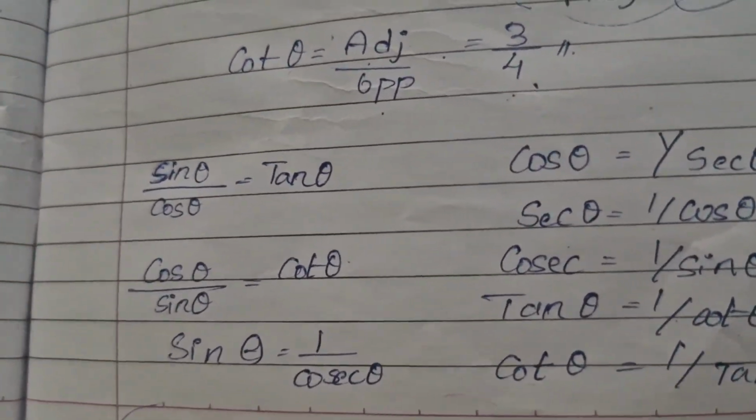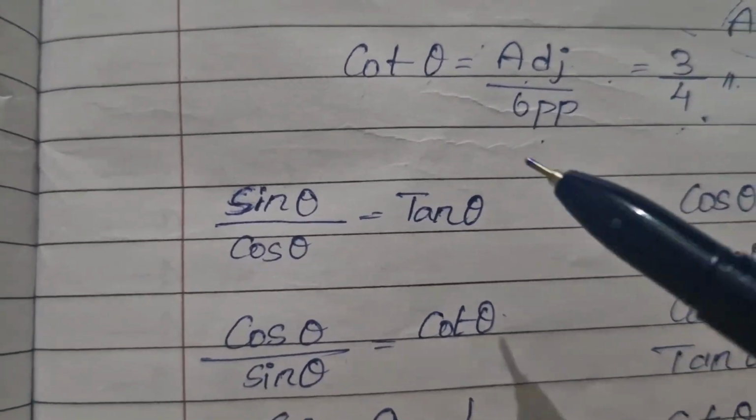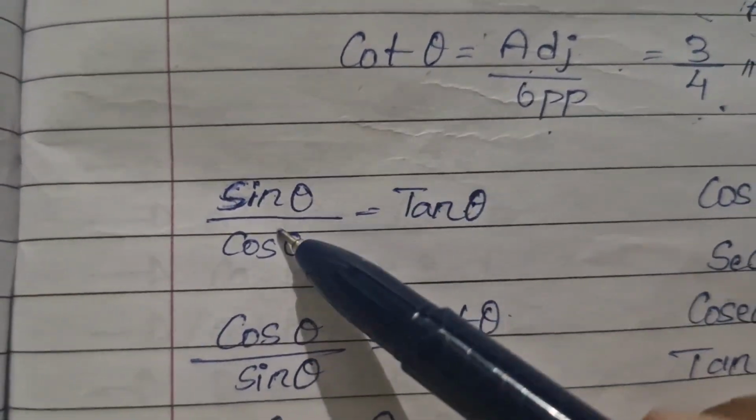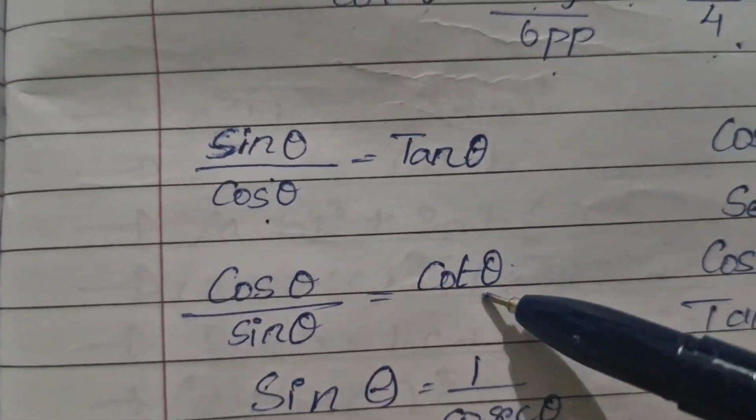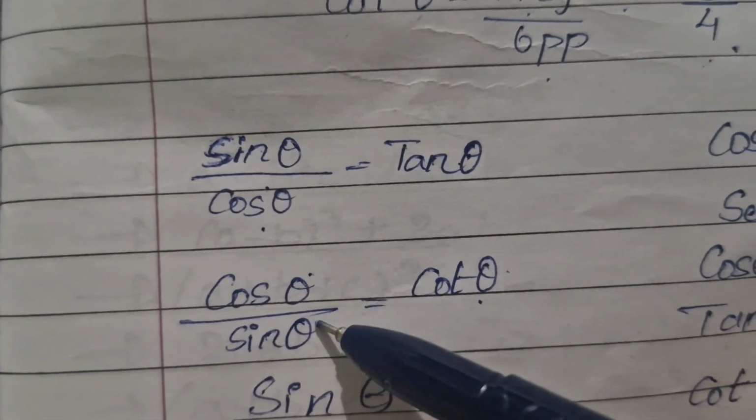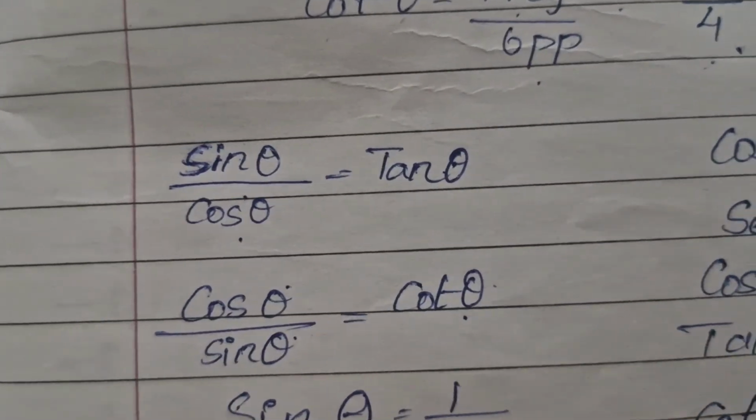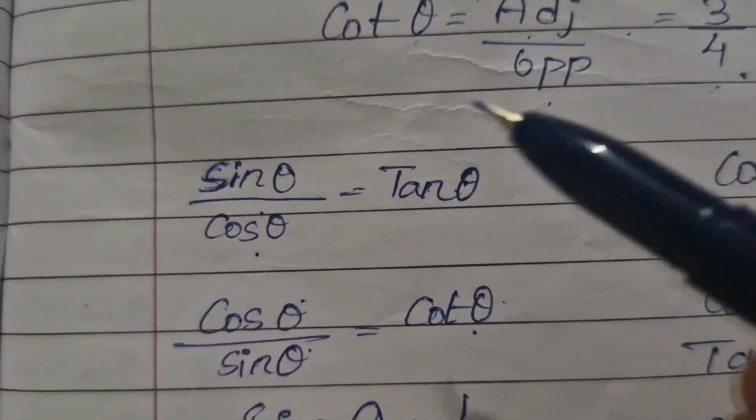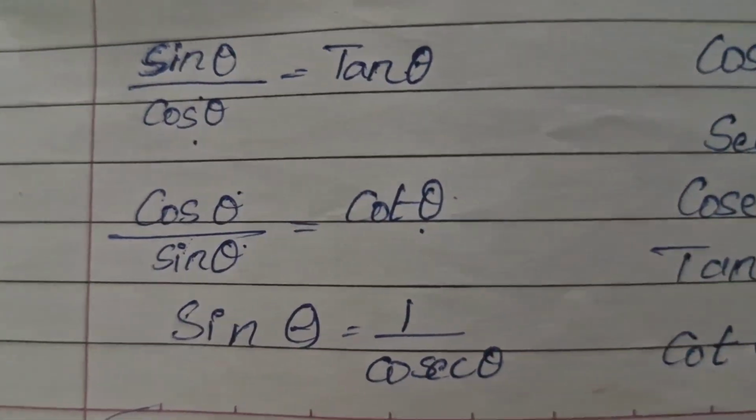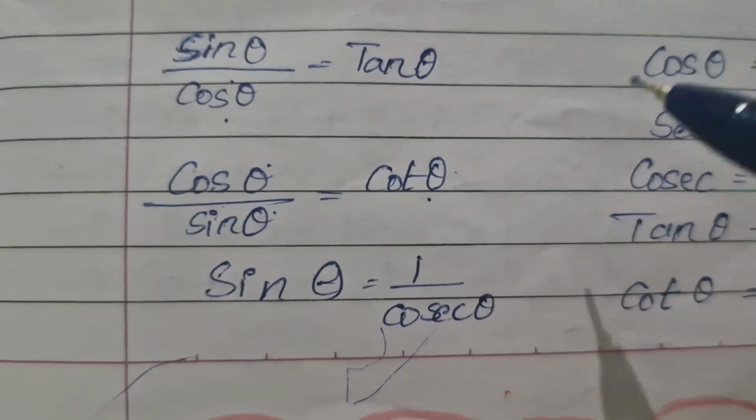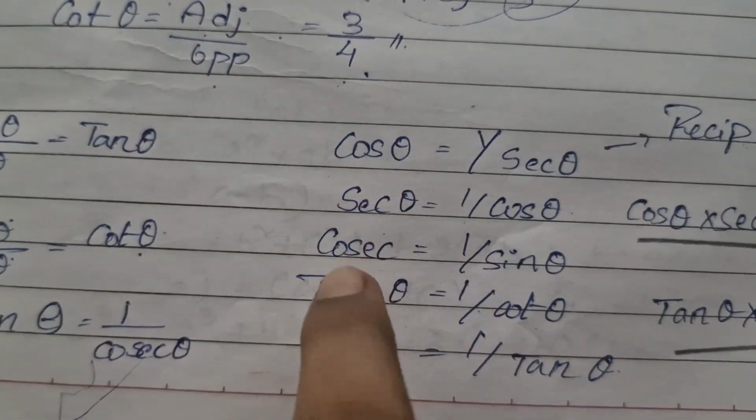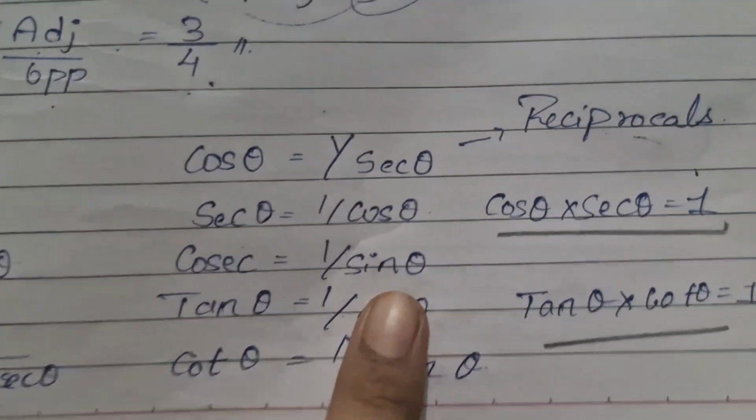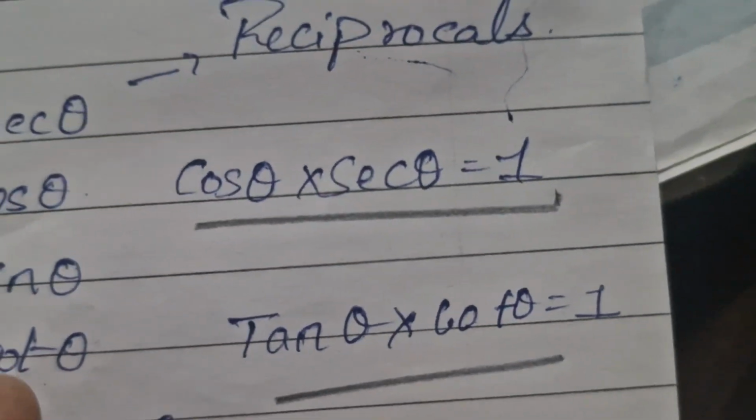So the next one, let us see the next one. As I told you before in the previous video, tan theta is equal to sin theta by cos theta and cot theta is equal to cos theta by sin theta, because cot theta is the reciprocal of tan theta, so that's why we have reverse here. So here I have already said these are the reciprocals over here, so we have to remember this one too.